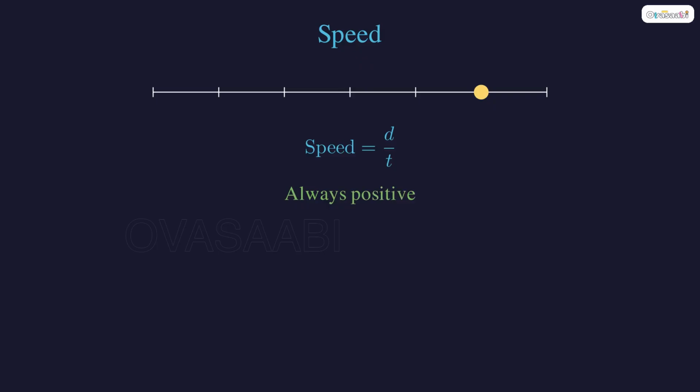Speed measures how much ground you cover. Speed equals distance over time, and it is always positive.